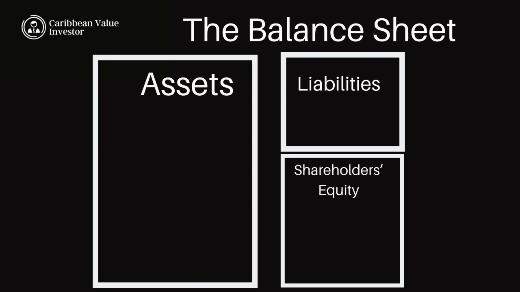Alright, so the balance sheet is actually split into three different sections. First are the company's assets, which are the things that the company owns. Then we have the liabilities, which is what the company owes. And lastly, we have the shareholders' equity, which basically gives us an idea of the worth of the company as a whole. The shareholders' equity is actually the difference between the company's assets and its liabilities.